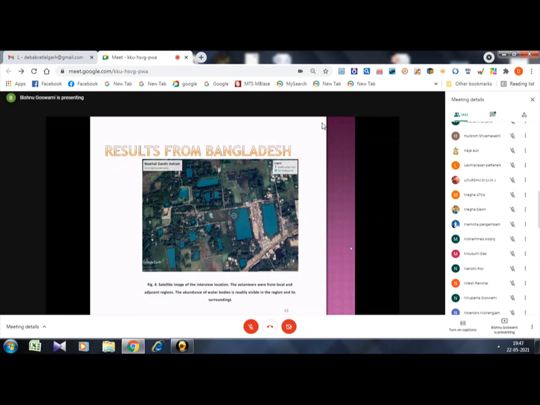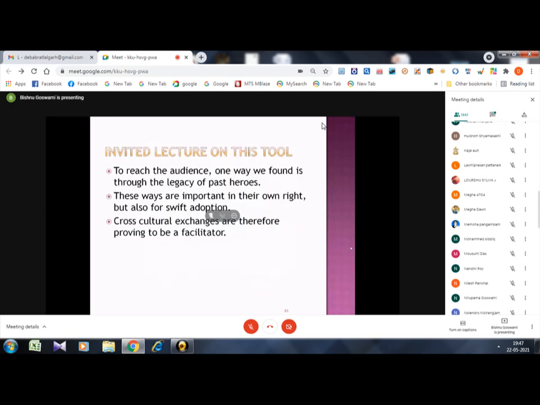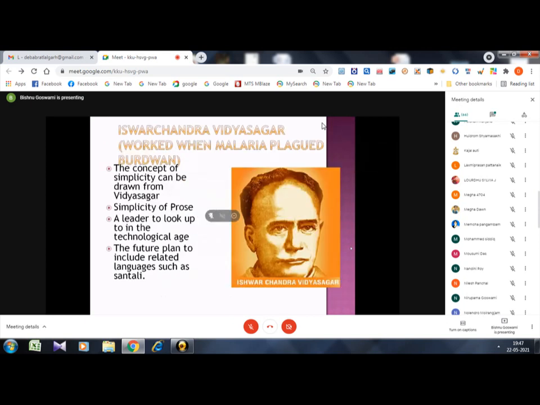This was another custom map, and we did this work in Bangladesh, and we found that when we go to a new place and we have to introduce a new concept, there needs to be another focus, another hinge on which this new methodology can be worked upon. So we chose Ishwar Chandra Vidyasagar and highlighted him there, along with Begum Rokeya, a Bangladeshi person of repute. From Ishwar Chandra Vidyasagar, we can get the concept of simplicity and a leader to look up to in the technological age.